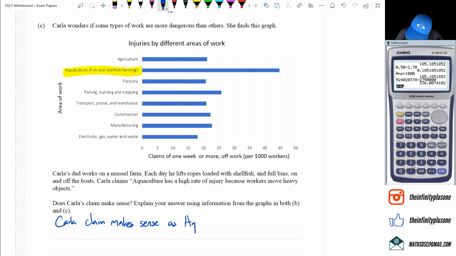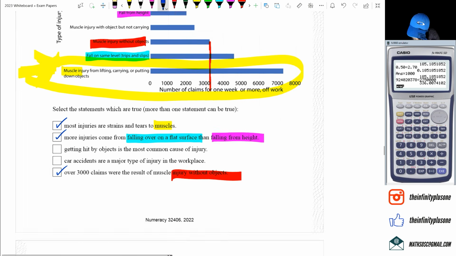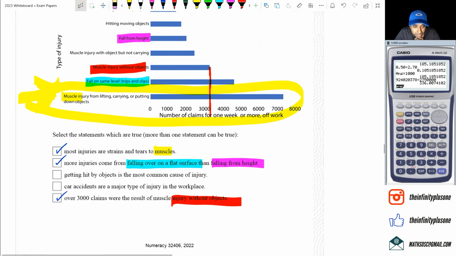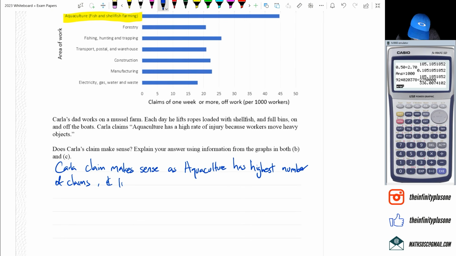Makes sense, as aquaculture has the highest number of claims. But it's also because, for all areas, there's lifting, carrying, moving heavy objects. Was that the one? Yeah, lifting, carrying, putting down objects.